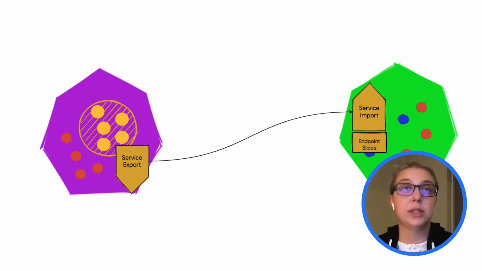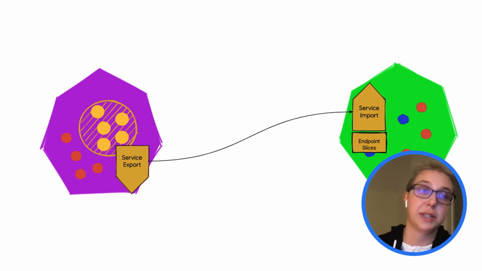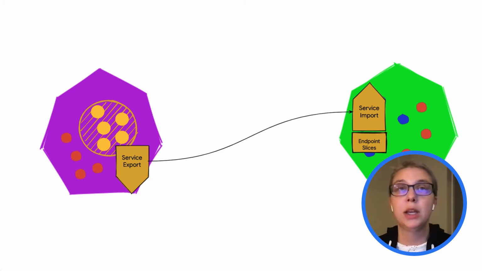The controller uses the service import object and what it knows about backends in the producing cluster to create an endpoint slice object in the consuming cluster too. So the IPs stored in this endpoint slice are ones that can reach the backends of the service back over in the producing cluster. So in this specific case, this endpoint slice in the green cluster would have IPs that are routable to the yellow pods over in the purple cluster.